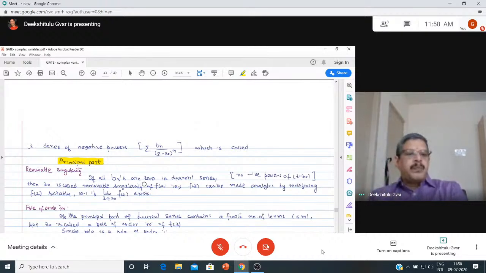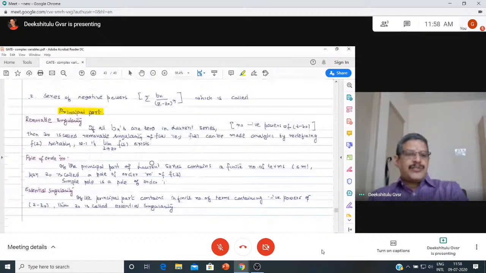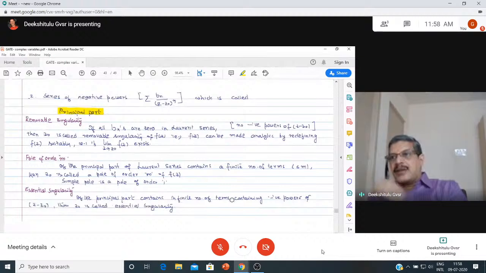The second one is essential singularity. If the principal part contains an infinite number of terms containing negative powers of z − z0, then z0 is called an essential singularity. You cannot avoid it. In the first case, there were zero negative terms, but it was still a singular point. Here there is an infinite number of negative powers of z − z0, so it is called an essential singularity.